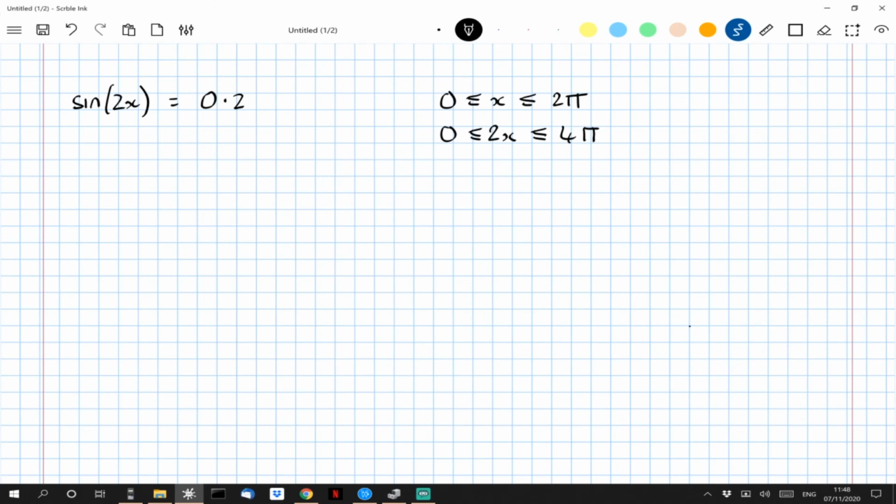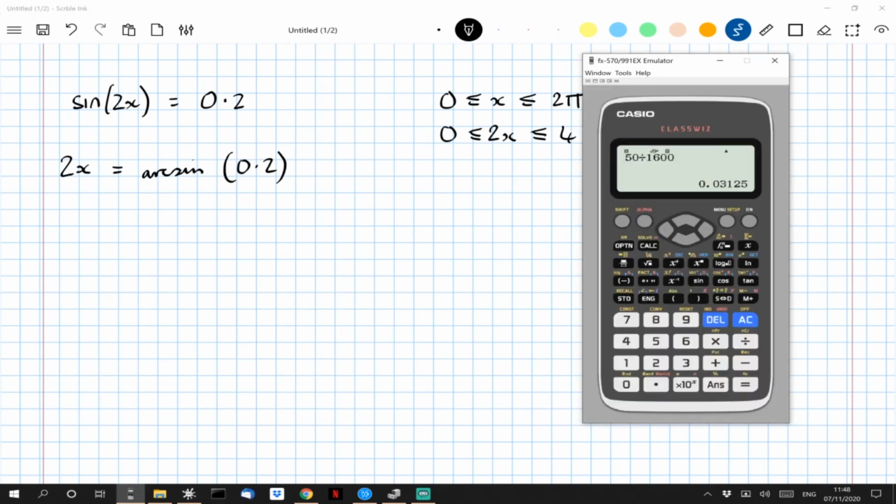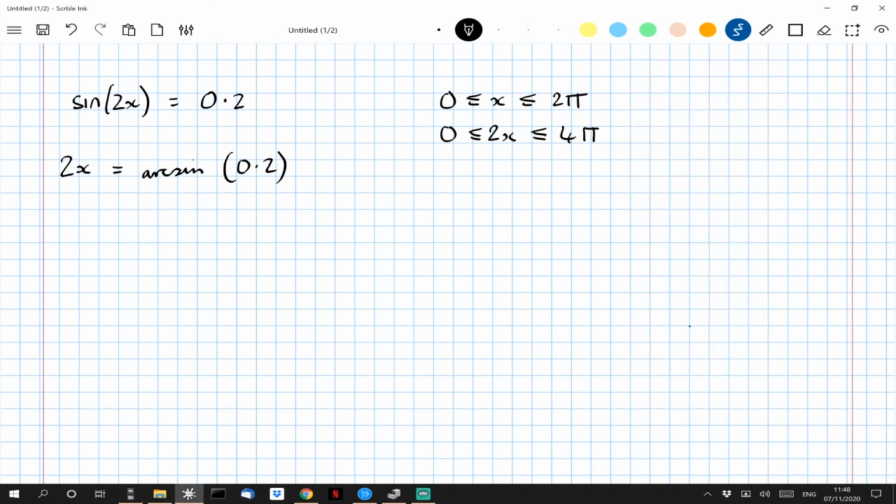So now let's solve this equation for 2x instead. So if we inverse sine, or as it's known, arc sine both sides, 2x equals arc sine of 0.2, and the calculator will give us that. Make sure your calculator is in radians mode. What indicates that, at the top of the calculator screen you'll see a little box with an R on, that indicates that it's in radians mode. If that's a D, it will be degrees mode. So arc sine of 0.2 is 0.20136, and we're solving this for 2x.